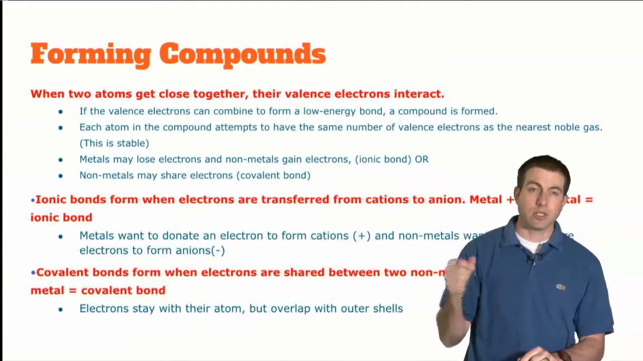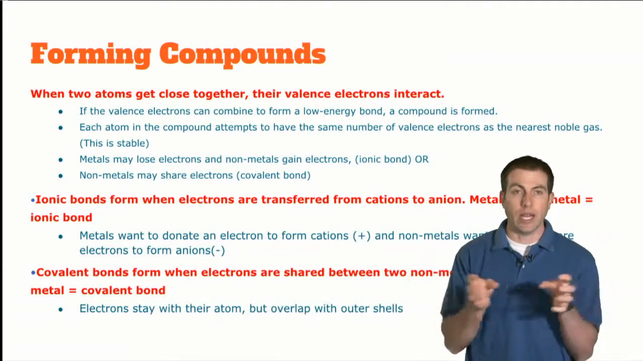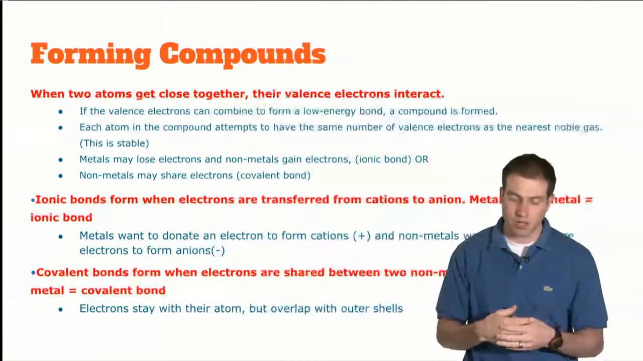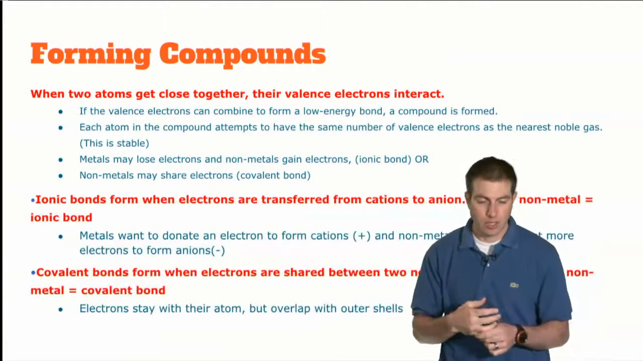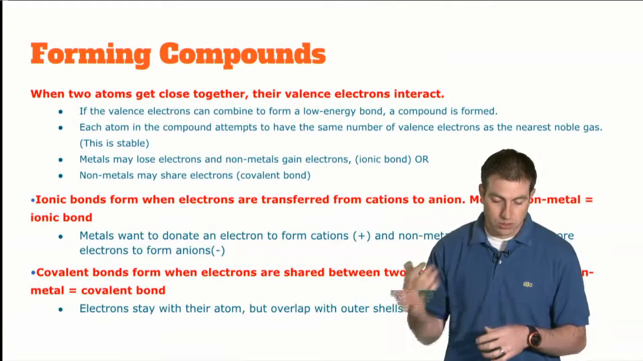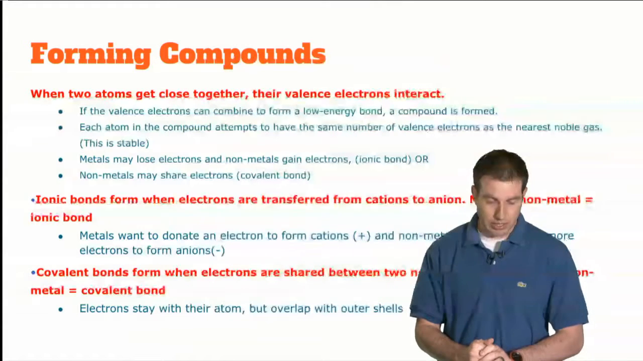The valence electrons, the outermost electrons, are the things that determine whether atoms will combine together or not. Sometimes they're compatible, sometimes they're not. It just depends on their outer shells. So metals lose electrons, non-metals gain electrons. We'll spend some time looking at that here in a second.